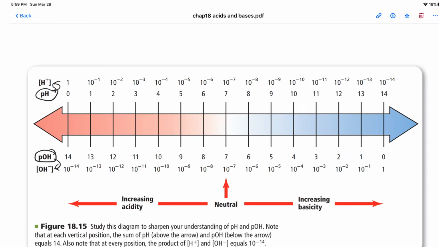If you look at a neutral solution, it has an equal concentration of H+ and OH-. Here the pH is 7, and here the pOH is 7. If you add those together, you get 14. If you go to a pH of 12, the pOH is 2, total 14.